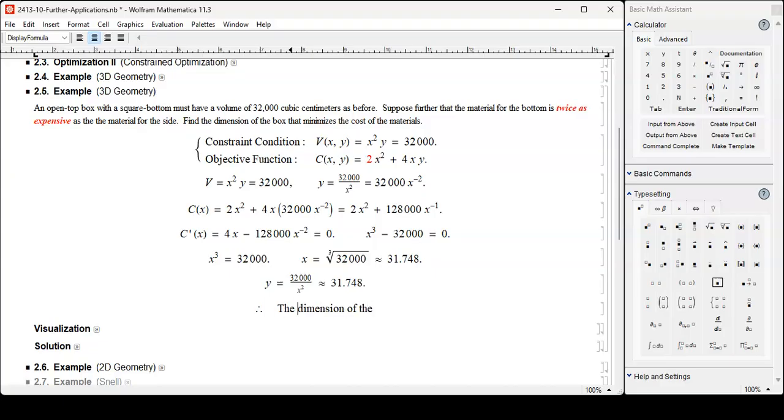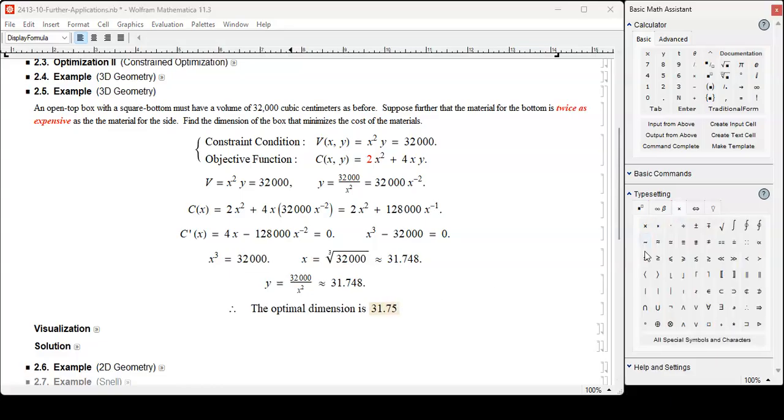The optimal dimension is about 31.75 by 31.748 by 31.748 by 31.748.